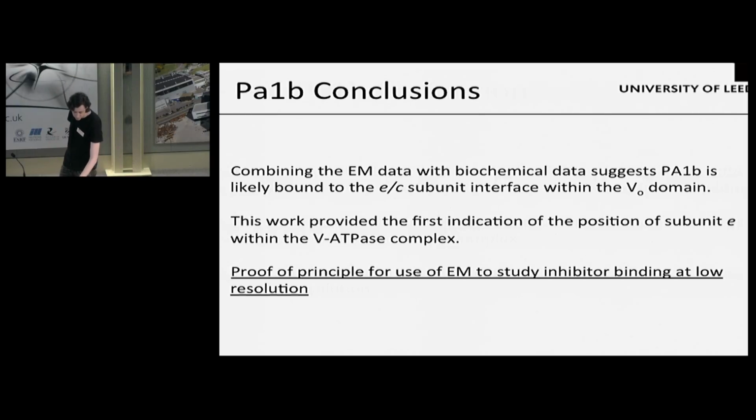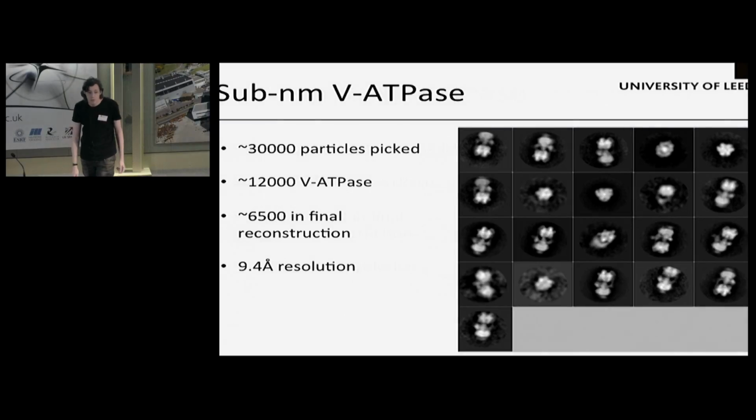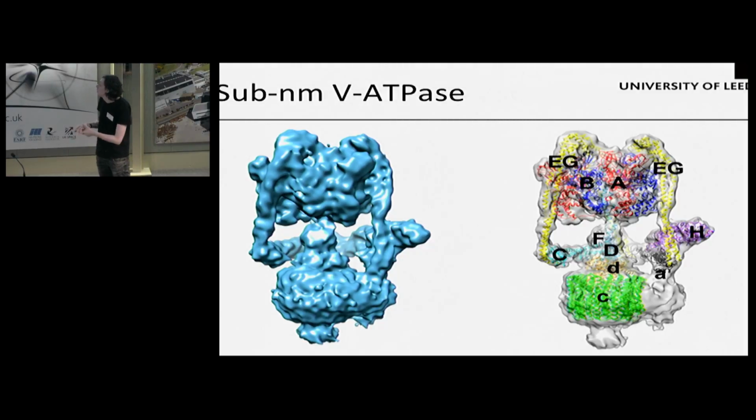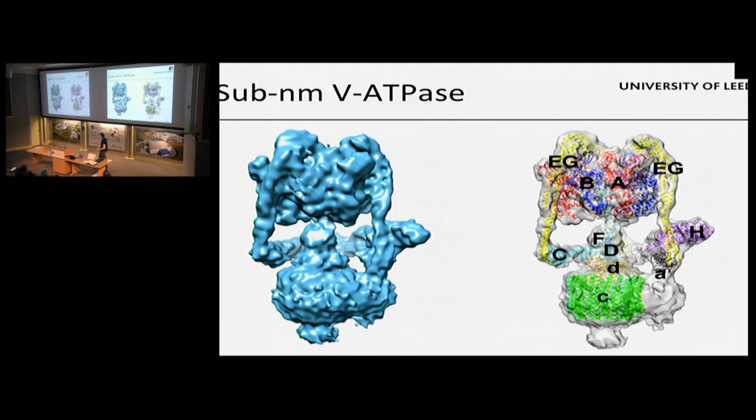But that's low resolution. Nobody cares about low resolution anymore. So we thought, could we do better? The answer is, yeah, a little bit. So again, this was not taken at eBIC. This was data from the LMB. We collected a few micrographs of the V-ATPase, and we get a relatively nice reconstruction at 9.4 angstroms, so sub-nanometer. And what this allowed us to do was to accurately fit in homologs of crystal structures of each individual subunit into the complex as a whole.